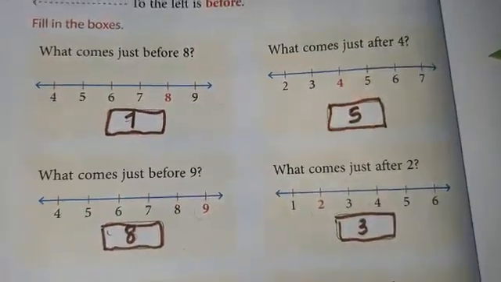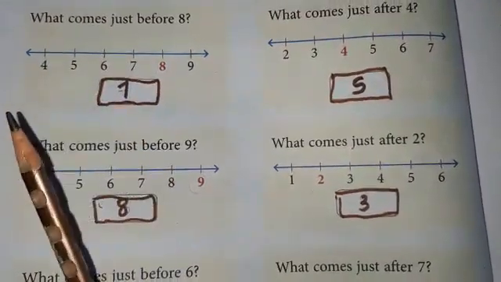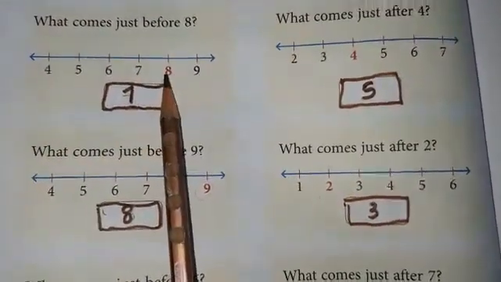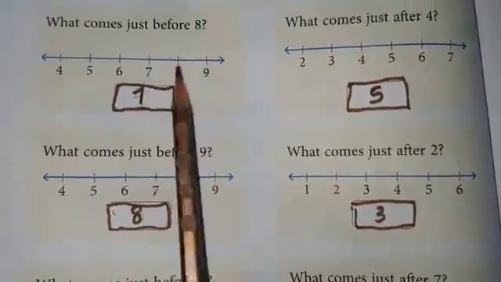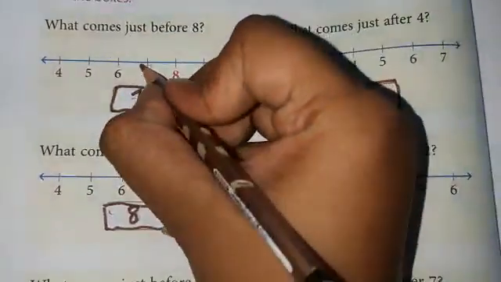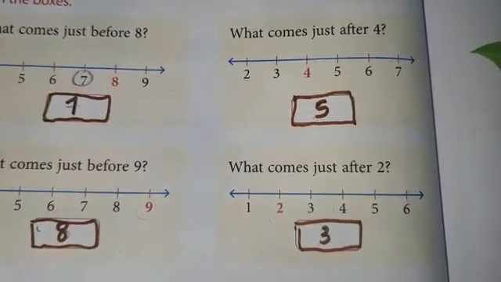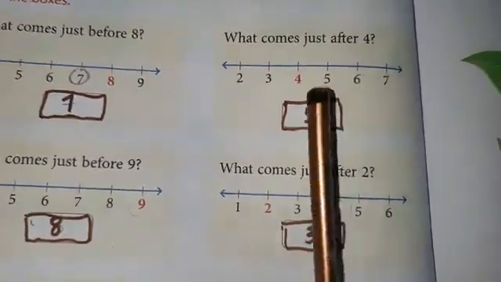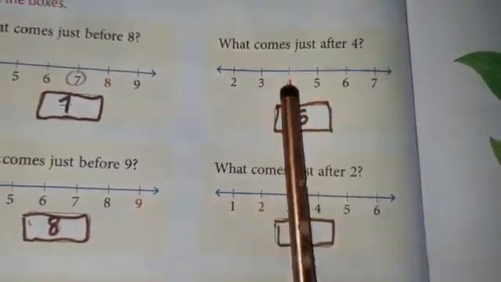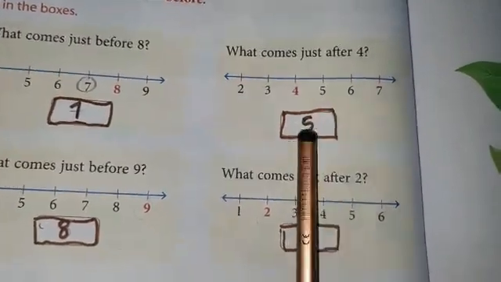What comes just before 8? Before 8 means the left side of the number. The number's left side comes as 7. So the answer is 7. What comes just after 4? After 4 means the right side of the number. 5. So you will write 5.